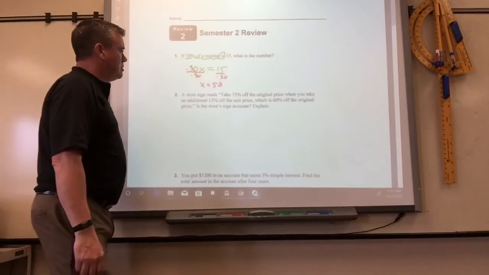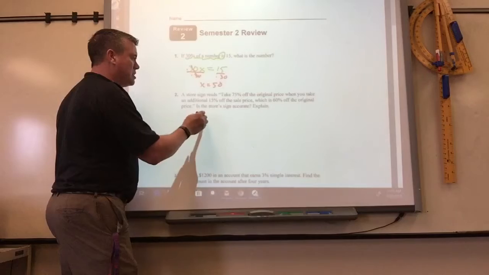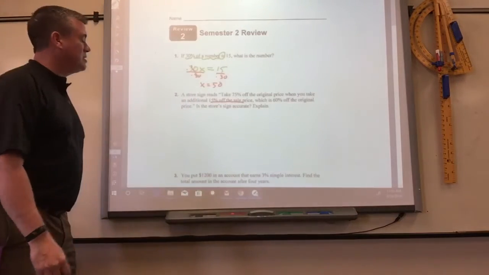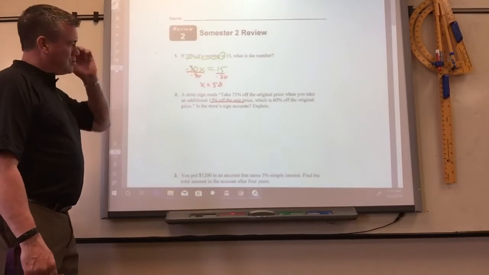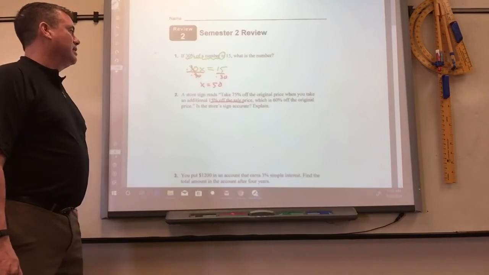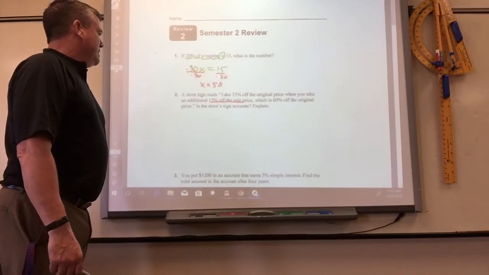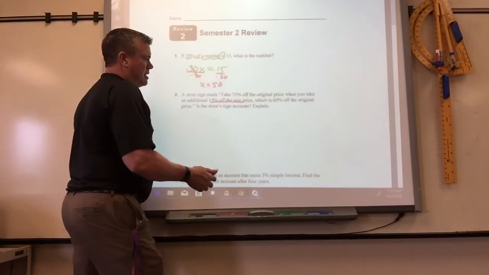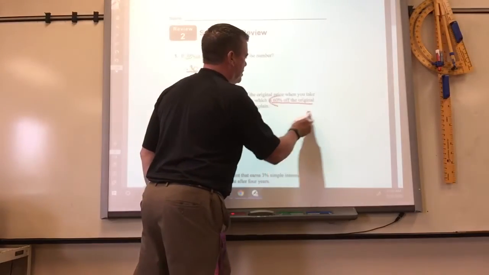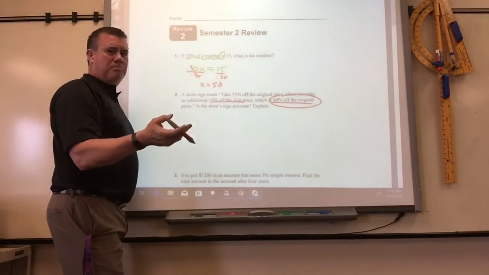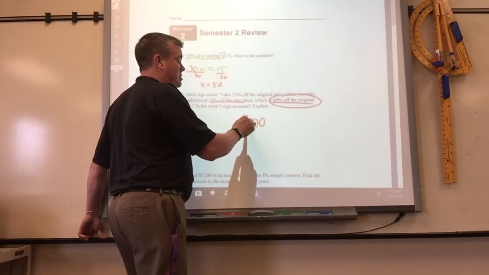All right, number 2. It says take 75% off the original price when you take an additional 15% off the sales price, which is 60% off the original price. Is the store sign accurate? So a lot of percentages in there. So what they're saying is they're having 60% off the original price. That's the first thing you look for. So just make up any number you want, which $100 would be the easiest to do.